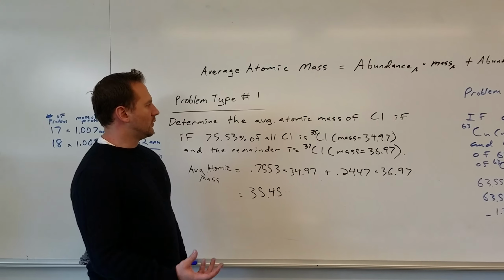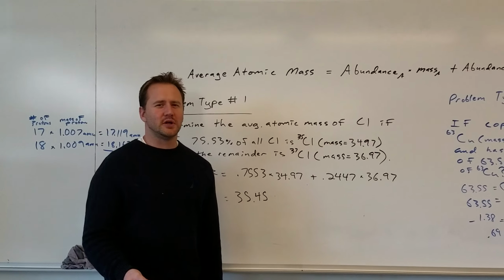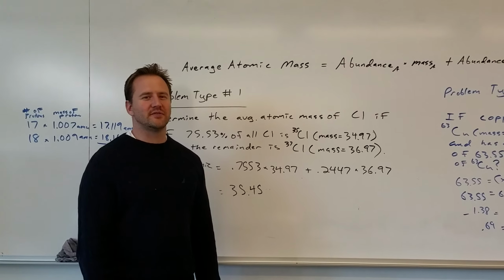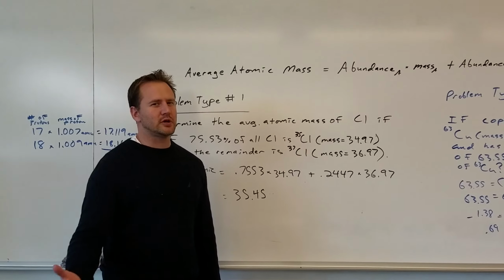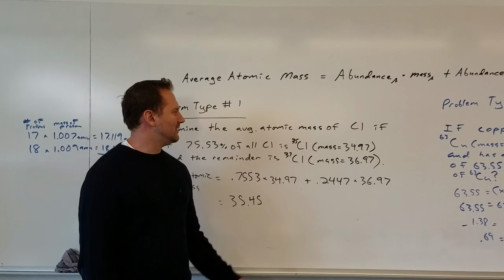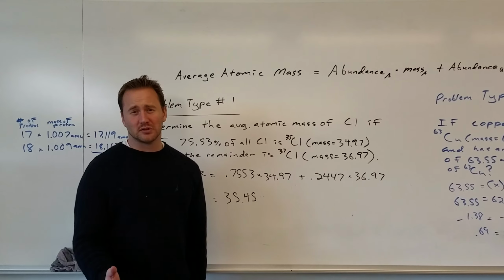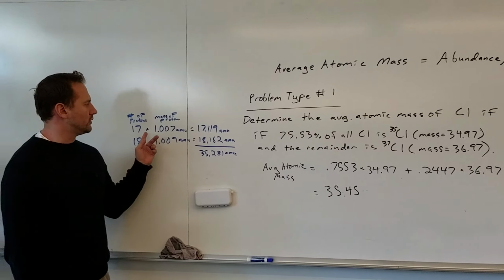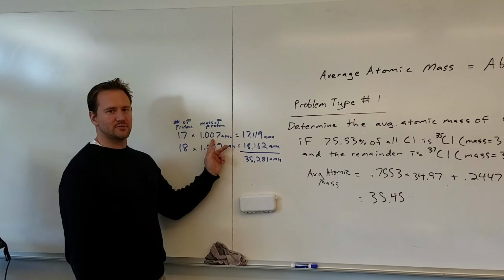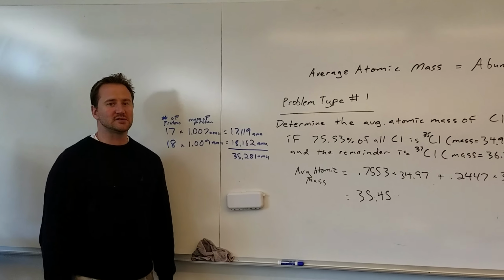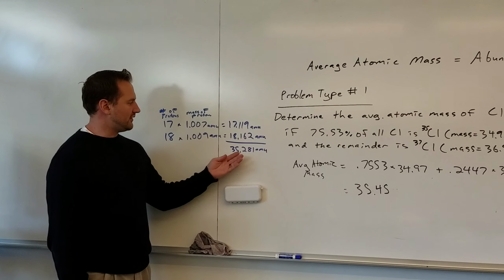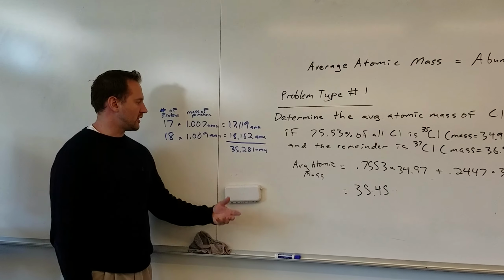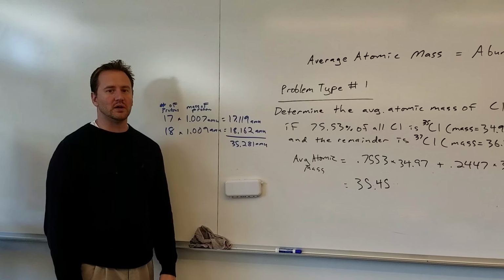Now, you might be wondering to yourself, well, I learned that a proton is 1.007 atomic mass units and a neutron is 1.009. If the mass number is 35, shouldn't the mass be more than that? And you'd be right. If you added up the components, so 17 times the mass of a proton, 18 times the mass of a neutron, then you'd have an atomic mass of 35.281 AMUs.